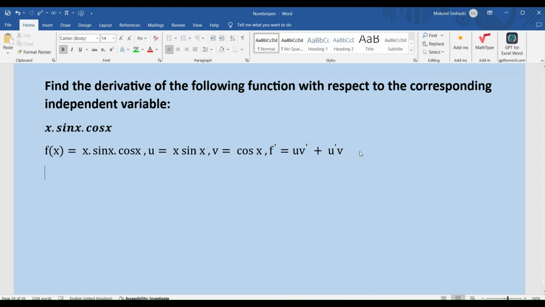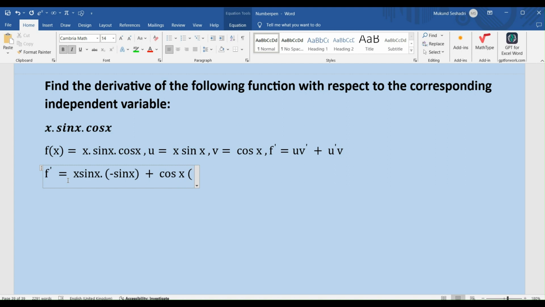So let's move to the next step and let's write down what is our f dashed. So what is my u of uv dashed? It is x sine x, right? So let's write it as it is. And what is my v dashed? My v is cos x, so my v dashed is minus sine x, right? And then I have my second part of f dashed, which is u dashed into v, right? So my v is cos x, and then I have an x sine x, right?